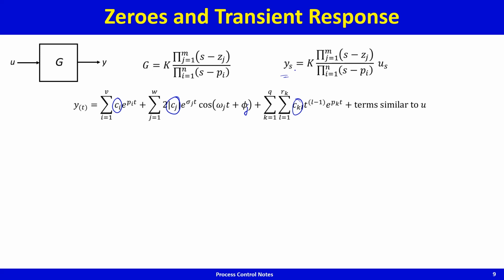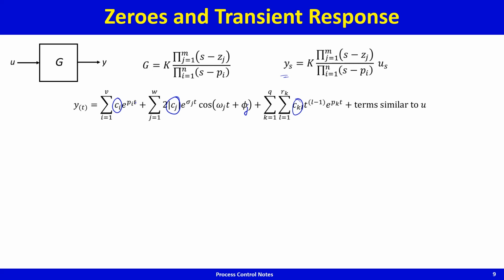The zeros have no role to play in the determination of the eigenfunctions. The eigenfunctions or the oscillation modes or the transient modes, the e to the power pt terms, are determined exclusively by the poles. But the zeros affect the c's, the partial fraction coefficients, and through the partial fraction coefficients they affect the transient response.